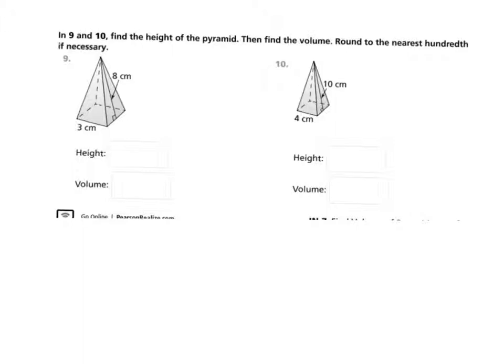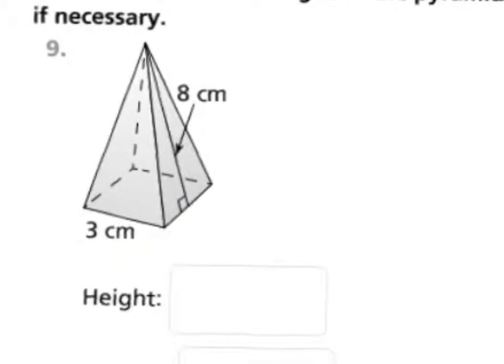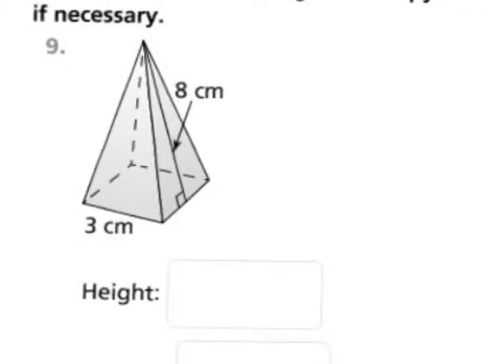They could have just given you this picture and said find the volume, and then it'd be up to you to figure out that that's not actually the height of the pyramid there. Round to the nearest hundredth if necessary. So we did at least one problem like this before, but I want to make sure we understand what's going on here.